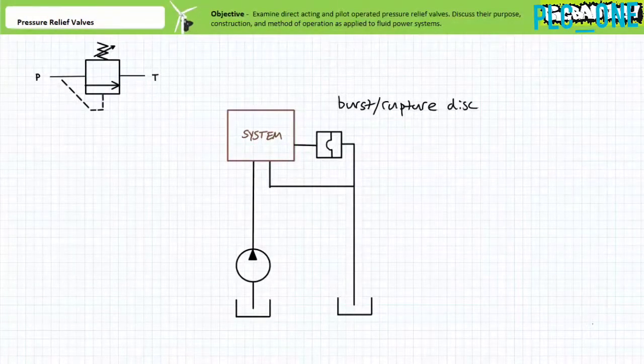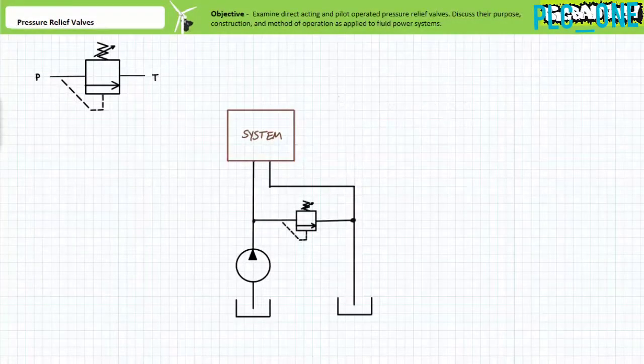While effective, rupture discs are inelegant one-time solutions to pressure relief, and more sophisticated methods are conveniently available, notably the pressure relief valve. The schematic symbol for a pressure relief valve indicates a pressurized P inlet port and a non-pressurized discharge port T.